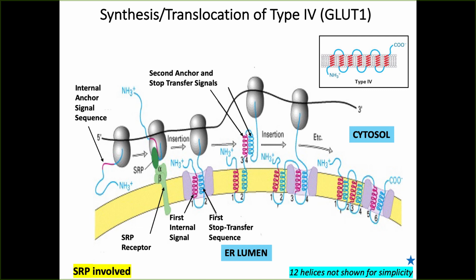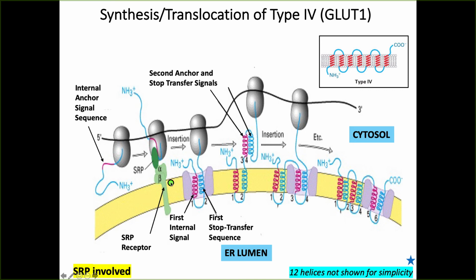So here, in this process, there is something which we call an internal anchor signal sequence. The N-terminal, there is no problem. The N-terminal is synthesized in the cytosol because there is no N-terminal signal sequence, and that's the most important part. If you do not have any N-terminal sequence, no SRP is involved. But as soon as that part, which is the purple part, the internal anchor signal sequence, appears, SRP will bind to that and bring the ribosomes to the endoplasmic reticulum.